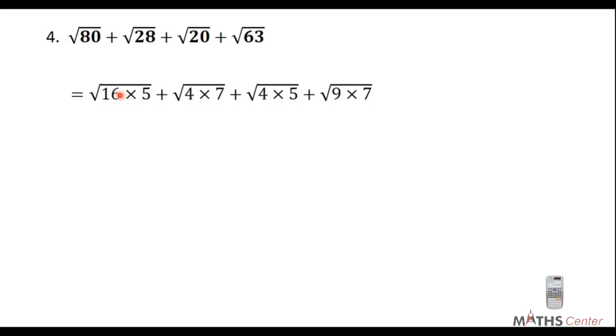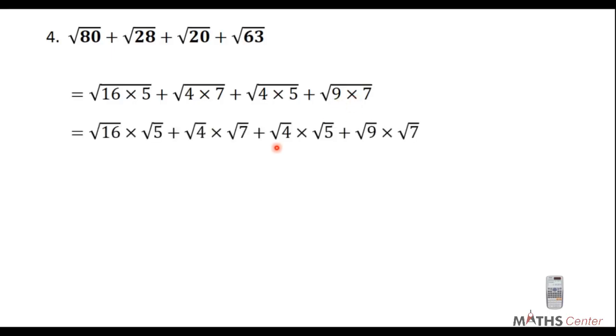So 80 will give us 16 times 5. 28 will give us 4 times 7. 20 will give us 4 times 5. And 63 will give us 9 times 7. You break this down, you are getting square root of 16 times square root of 5 plus square root of 4 times square root of 7 plus square root of 4 times square root of 5 plus square root of 9 times square root of 7, as you can see here.